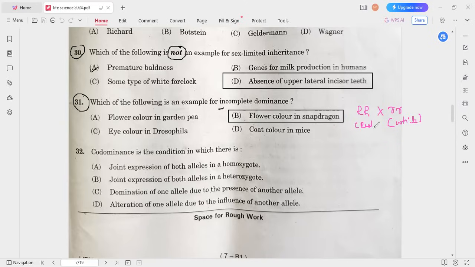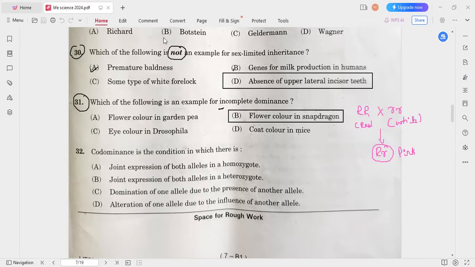So if it follows the law of dominance, it has to produce the red color, but it will produce the incomplete dominance color, that is pink. Okay, so here it is partially expressed, resulting in an intermediate color of different phenotype. So that's why option B is the correct answer for this question. So now next question, that is about codominance.